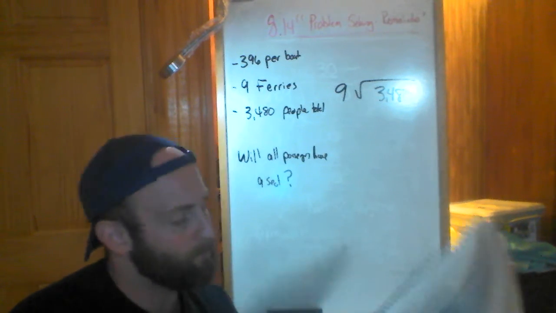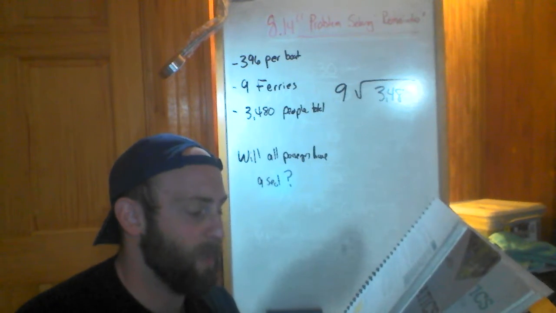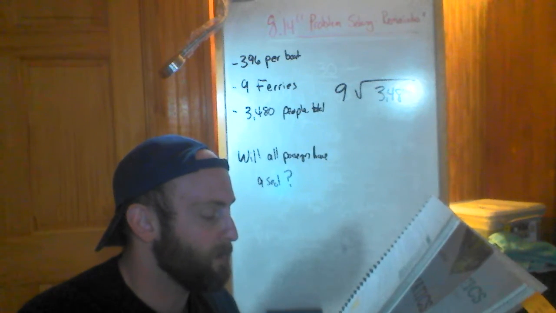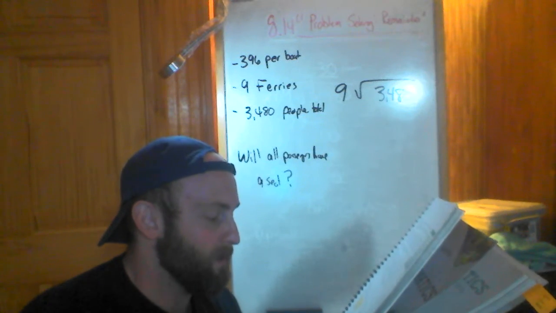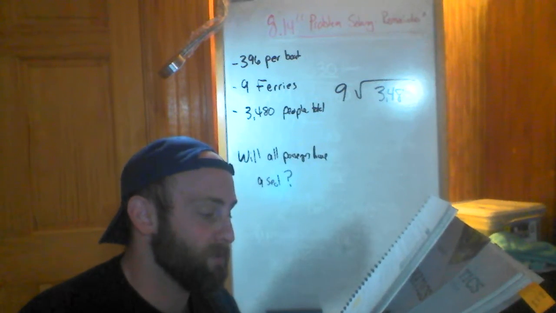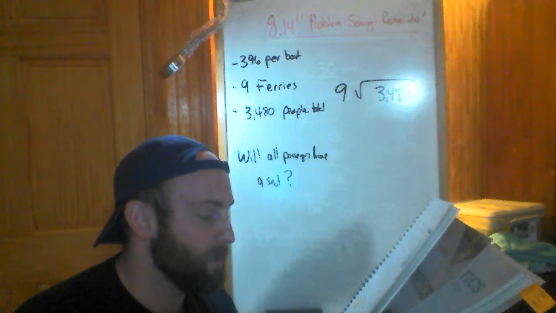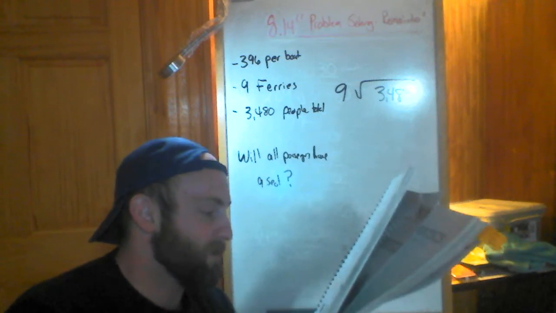And it states, a First Fleet class ferry can carry 396 passengers. There are 9 ferries and 3,480 passengers. And will all the passengers have a seat? All right, so step 1, the question. I always say look at the end, and it states, will all the passengers have a seat?